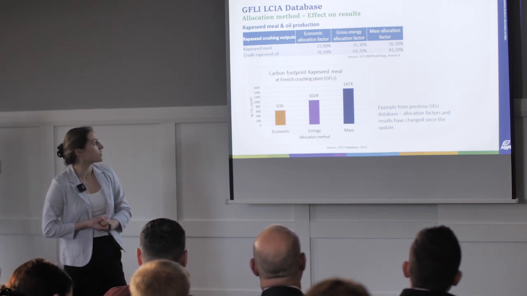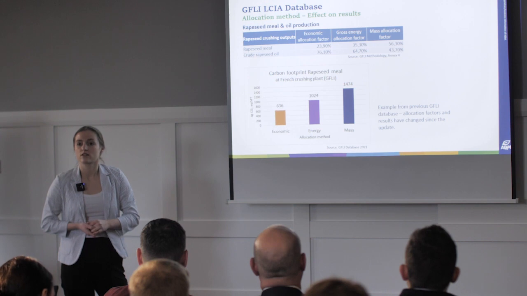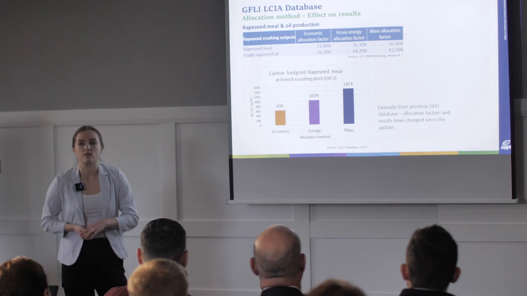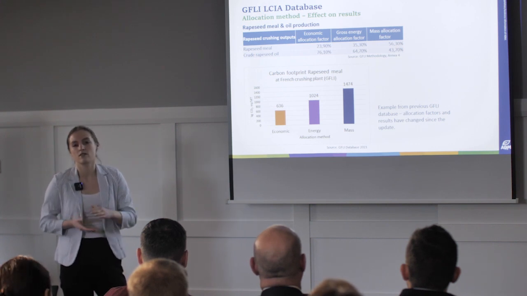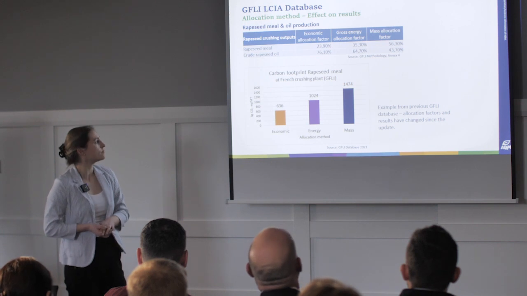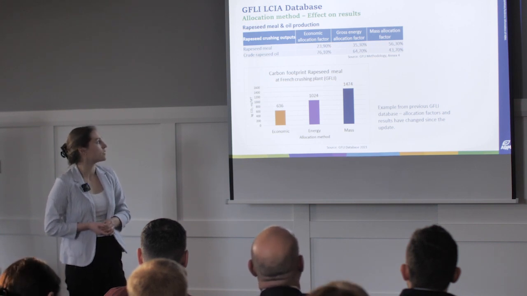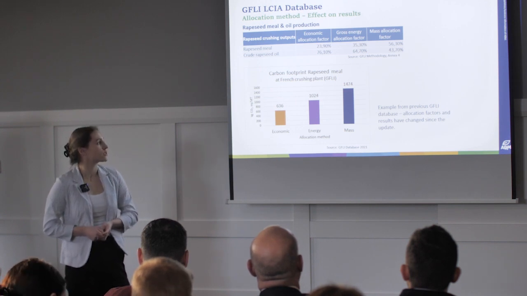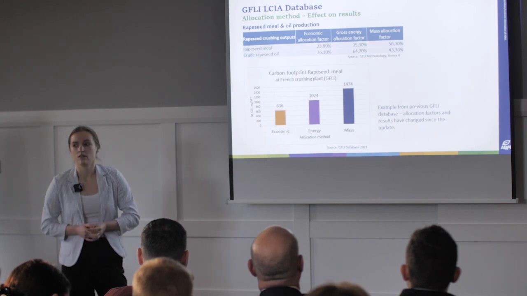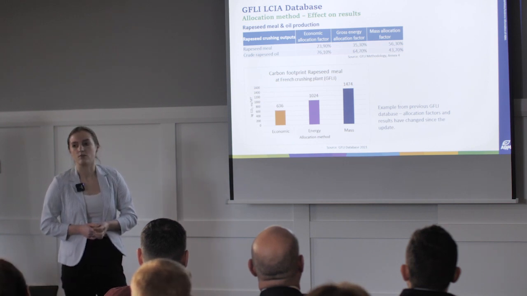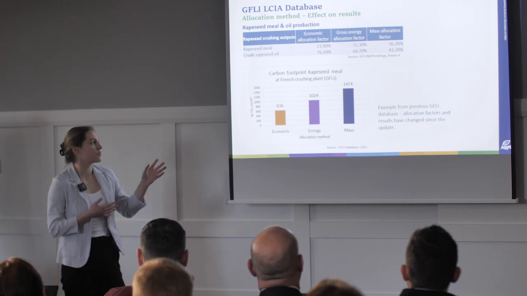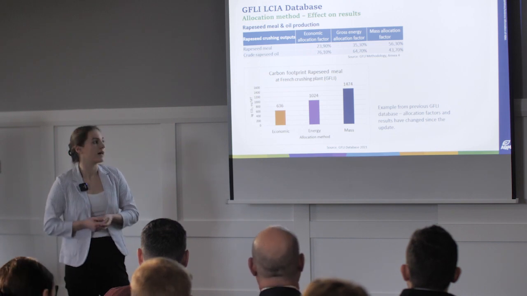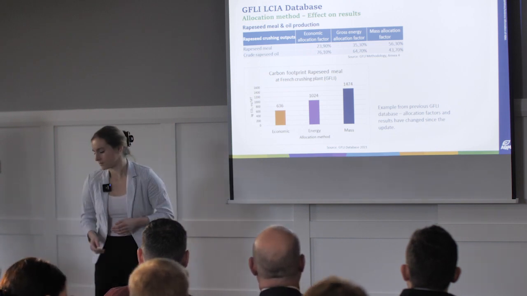The energy allocation has a much higher allocation factor on the meal side. So it's 35% instead of 24%. And then it increases the impact on the meal level by 50%. And the mass allocation factor is 56% for meal. And for oil, it's 44%. And you can see what this does to the final result on the rapeseed meal level. So yeah, this is something you will also see once you go through the database, that there's big differences, and it's just something to be aware of.